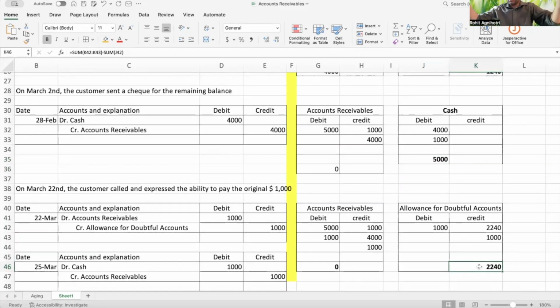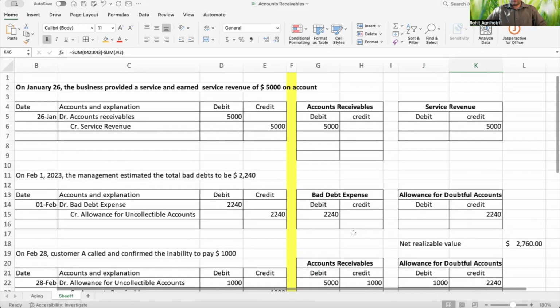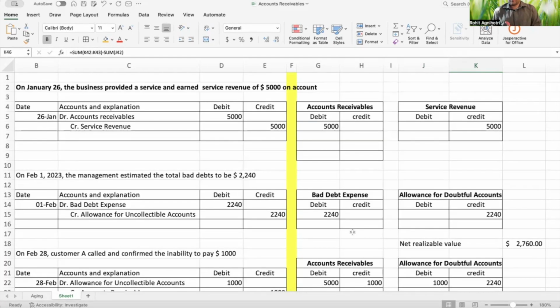Now, maybe a different customer is going to call you and say, I cannot pay you $500, or I cannot pay you $1,000, whatever that is. You will follow the exact same procedure. So this was just an example of how you open an account receivable. When you sell something or provide service, they don't pay you cash. They will pay you at a later date. You open your accounts receivable account. Then you estimate your bad debts in that same period.